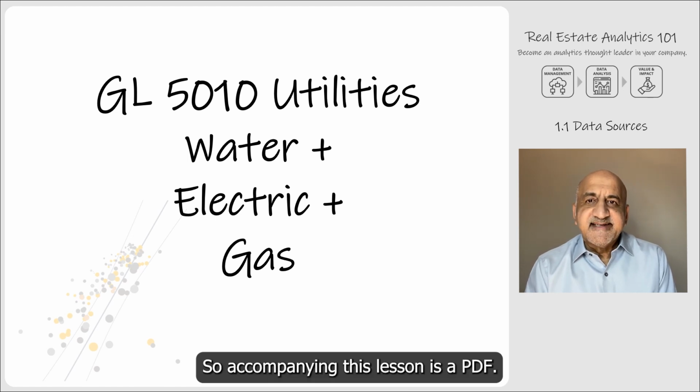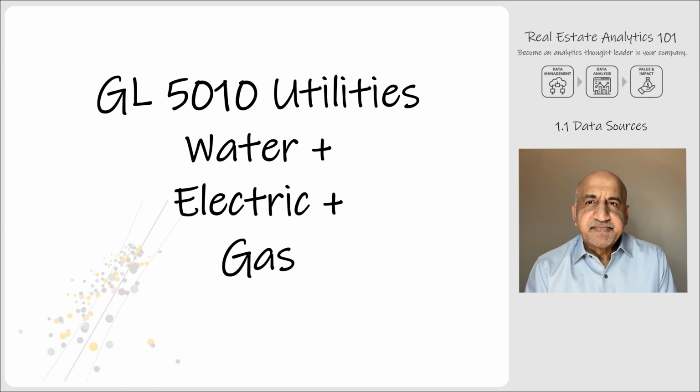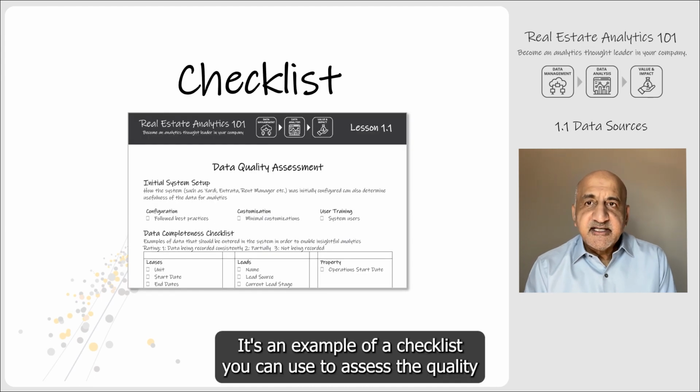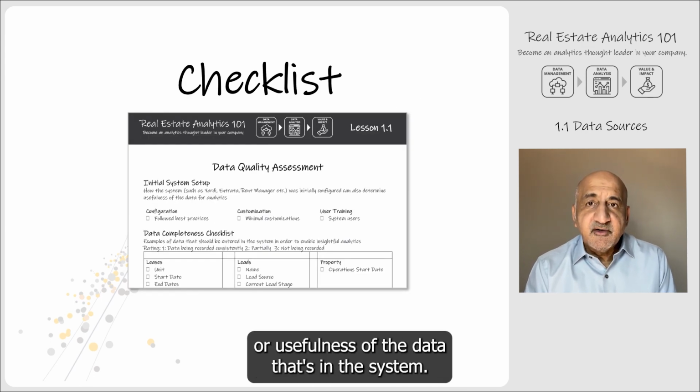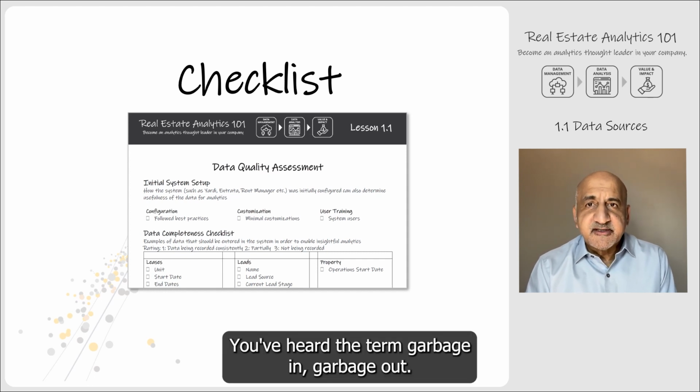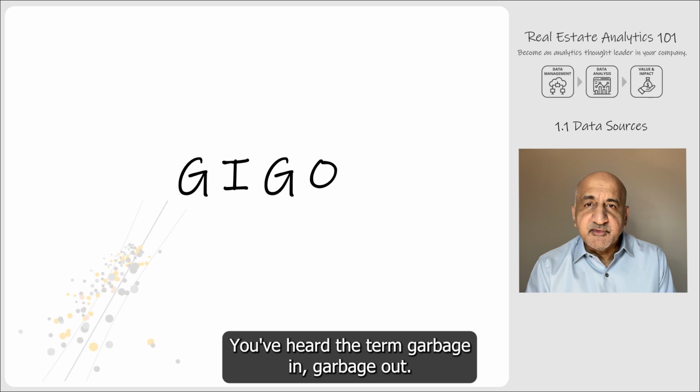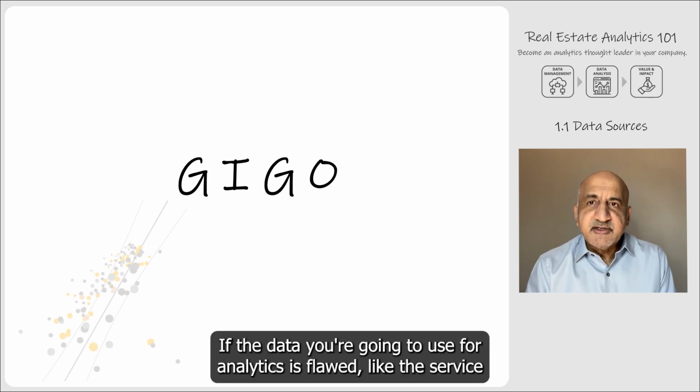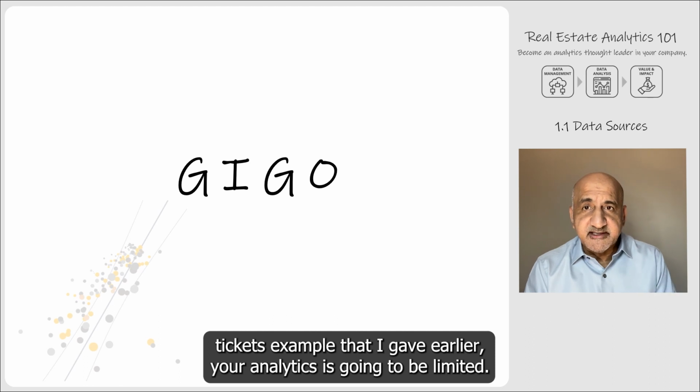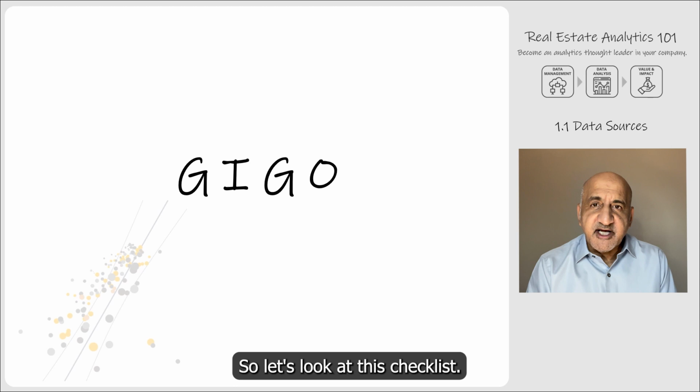So accompanying this lesson is a PDF. It's an example of a checklist you can use to assess the quality or usefulness of the data that's in the systems. You've heard the term garbage in, garbage out. If the data you're going to use for analytics is flawed, like the service tickets example that I gave earlier, your analytics is going to be limited. So let's look at this checklist.